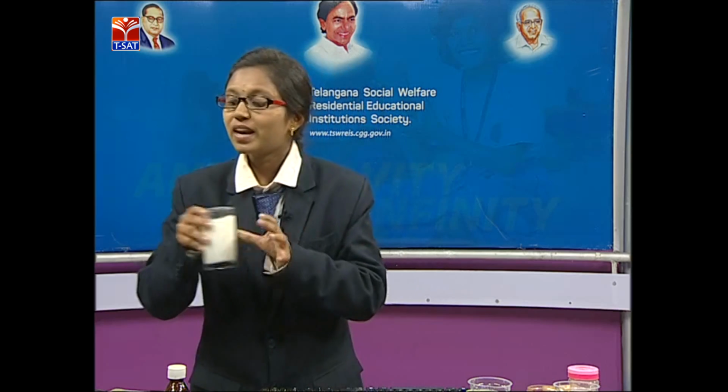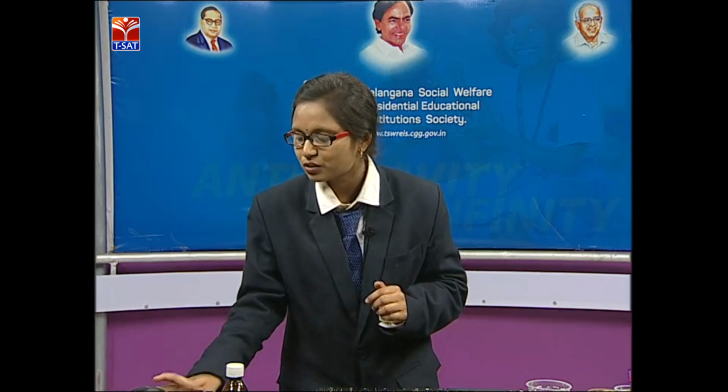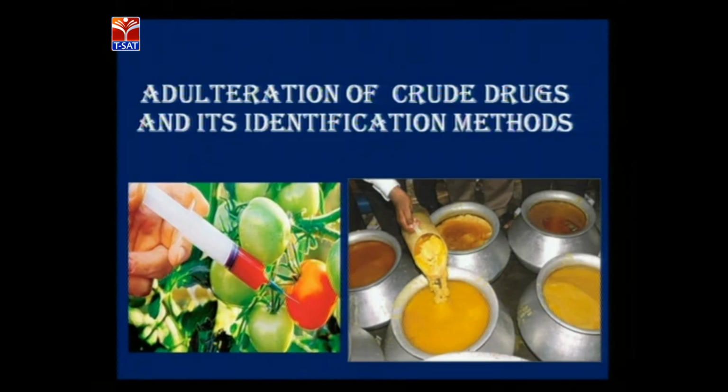Like that, if any substance loses its quality and purity by the addition of any foreign material, can you guess what we should call it? I know you can guess very easily because you are TSWREIS, you are not inferior to anyone. Your guess is exactly right, that is adulteration. Today I am going to discuss with you about adulteration of crude drugs and its identification methods.